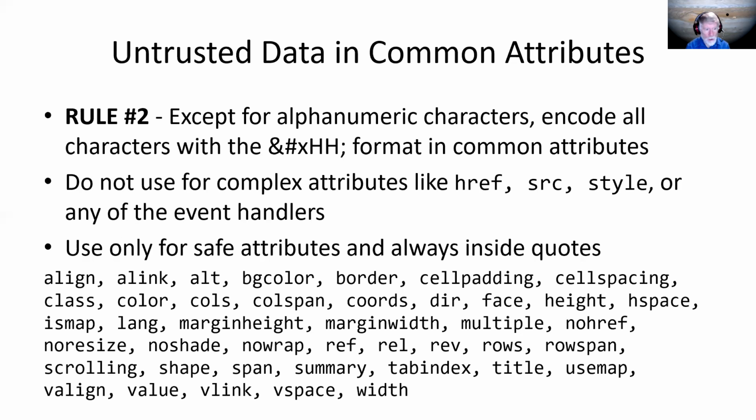Now here's a list of safe attributes you can change. If you look at these, an awful lot of them deal with tables, and then the formatting of things. All these are fine. You can change these with user data if and only if you have encoded it to remove all the non-alphanumeric characters. You need to have it encoded because people can break out of those quotes. We'll show that later on. Okay, so you need to encode these.